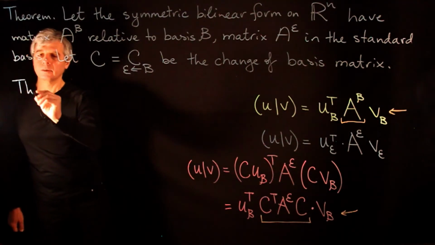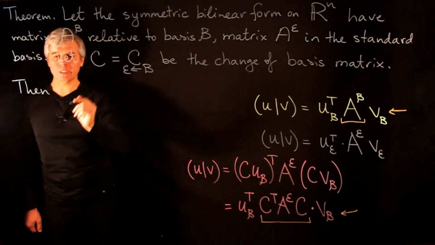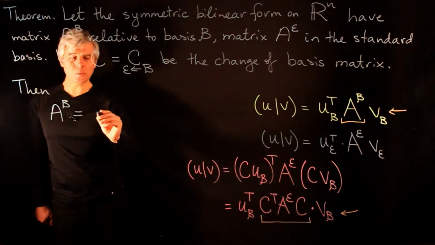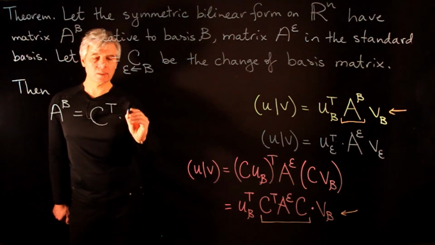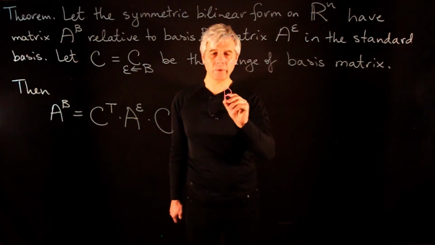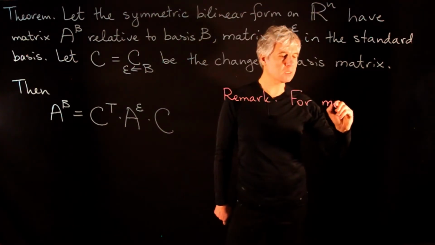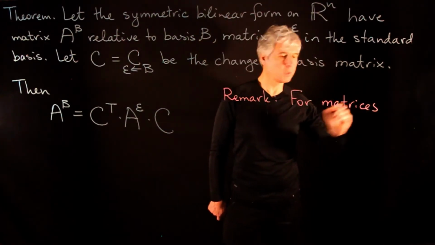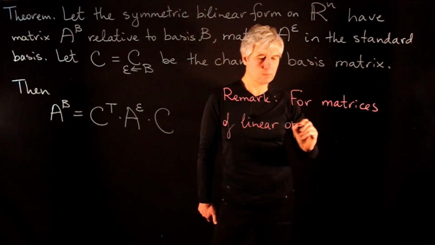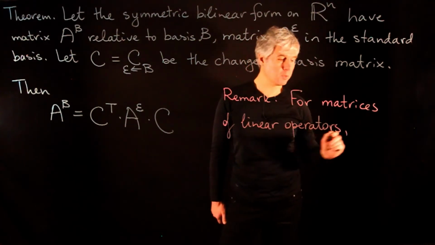Then we have the following relationship between these two matrices. A relative to the basis B is equal to C transpose times A in the standard basis times C. And we point out that for matrices of linear operators, we have a different transformation law.